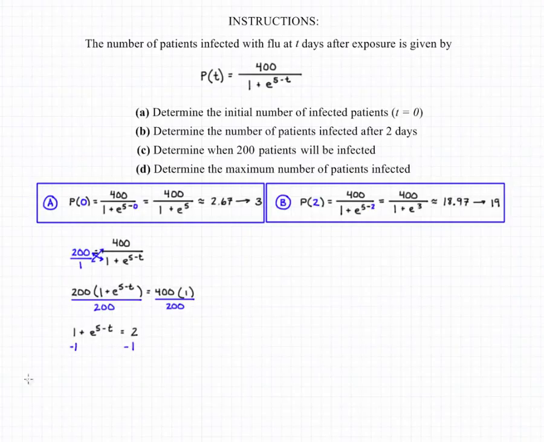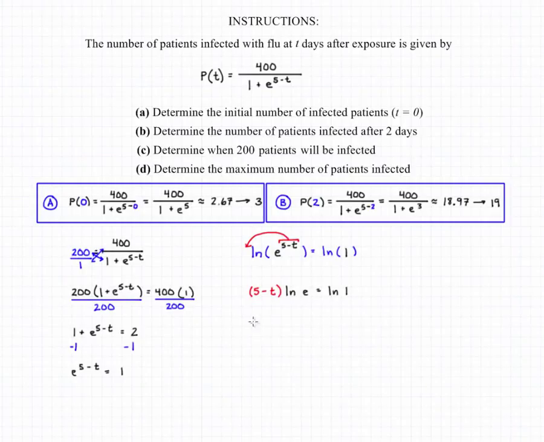We can subtract 1 from both sides of the equation, which will leave us with e raised to the 5 minus t power, and that will equal 1. From there, we can take the natural log of both sides of the equation, which will allow us to get the t out as an exponent. So we'll have the natural log of e raised to the 5 minus t equals the natural log of 1. That allows us to take that exponent and bring it out in front of the log. So we'll have 5 minus t times the natural log of e is equal to the natural log of 1.